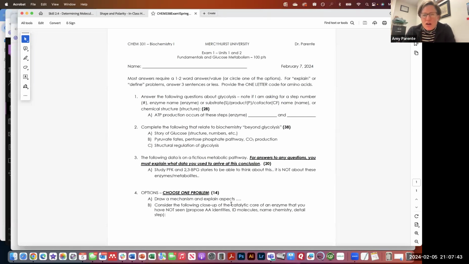I'm going to give you an enzyme that you have not seen. It is related to glucose metabolism, though. So you have learned about this chemistry. You just haven't seen the enzyme active site. And you're going to have to look in the enzyme active site and ask, what do you think this amino acid is doing? What molecule is here? What chemistry is going on? Detail a step that I ask you to take a look at.